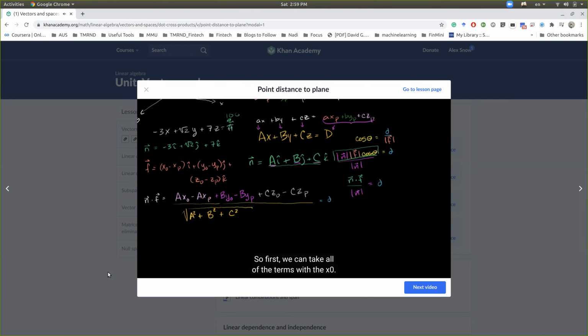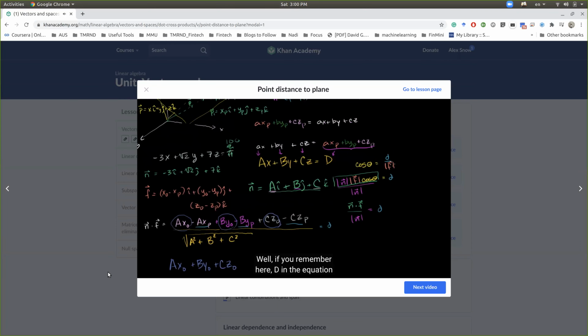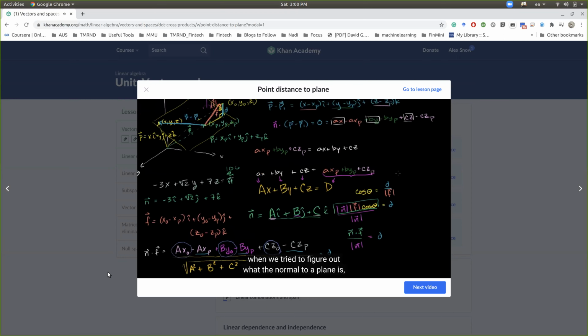First, we can take all of the terms with the x naught. These involve the point that sits off the plane. Remember, x naught, y naught, z naught sat off the plane. So this is a x naught plus b y naught plus c z naught. And then what are the other terms equal to: negative a xp, minus b yp, minus c zp? If you remember from the last video, when we tried to figure out the normal to a plane, D is, if the point xp sits on the plane, a xp plus b yp plus c zp. Or another way to say it is negative D.